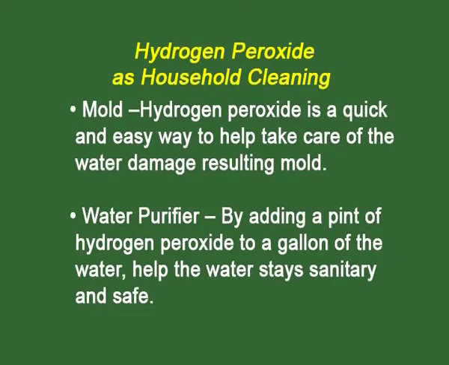It eliminates mold. Hydrogen peroxide is a quick and easy way to help take care of mold resulting from water damage. It is also used as a water purifier, by adding a pint of hydrogen peroxide to a gallon of water to help the water stay sanitary and safe.